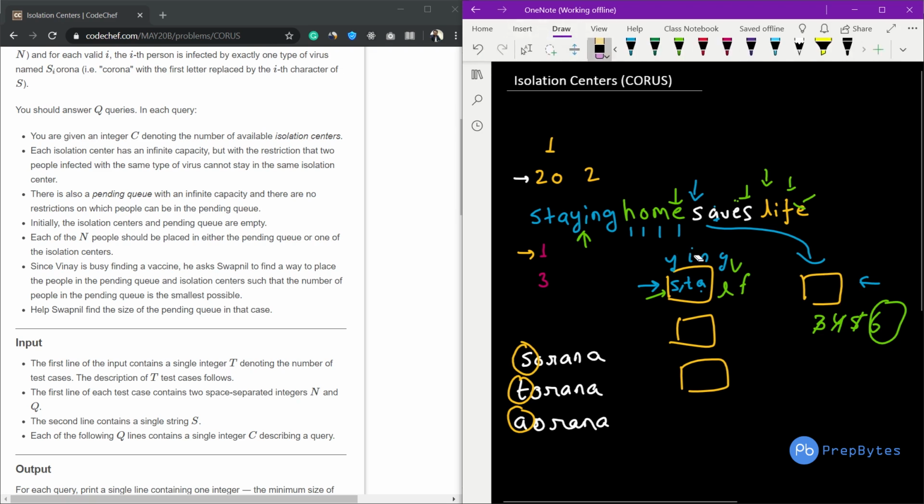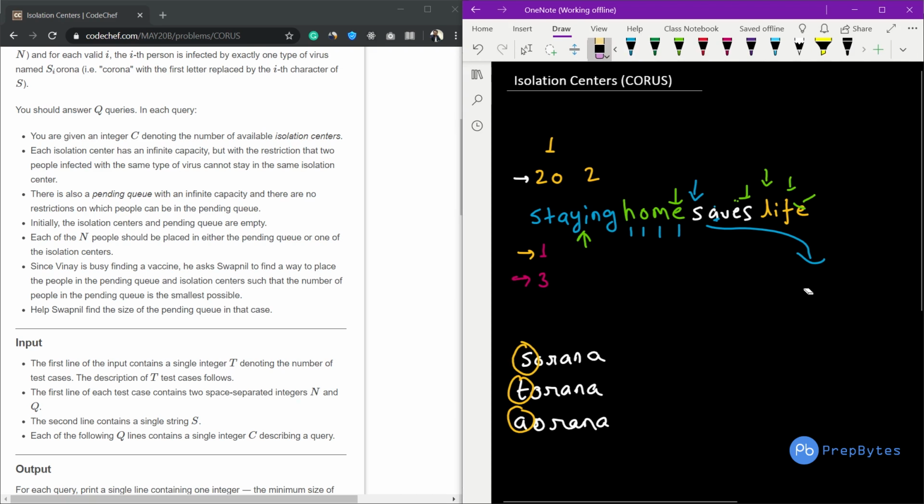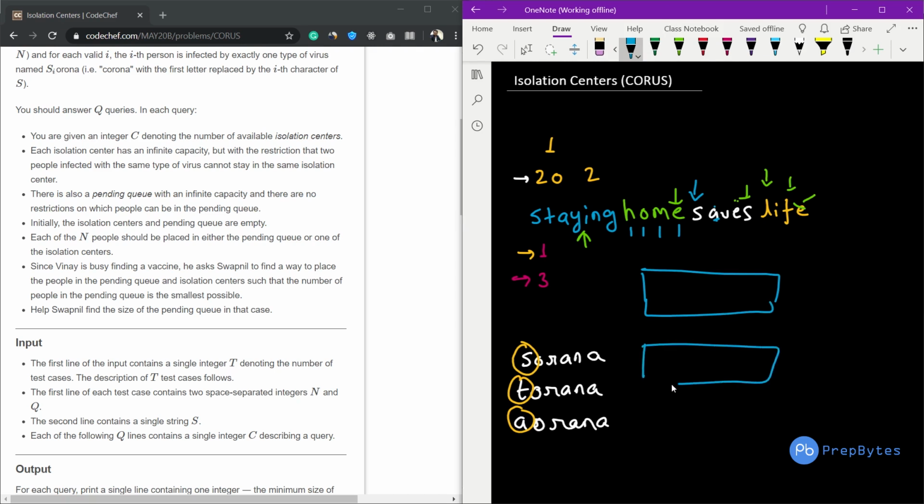Now in this case we just had a single isolation center. What if we have more than one isolation center? Let's see the second query. In this case it is given that there are 3 isolation centers. So for 3 isolation centers and 1 pending queue, what will be the answer? Just think about it. So this is one isolation center, this is another, and this is another. And this is my pending queue.